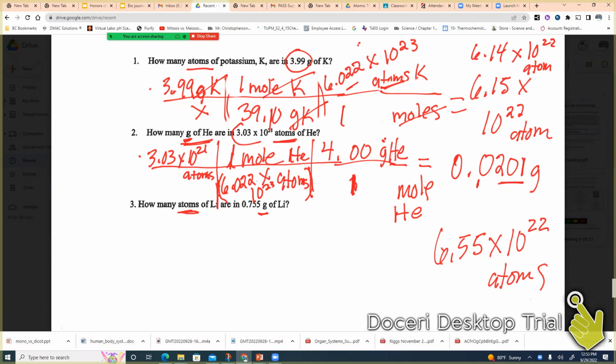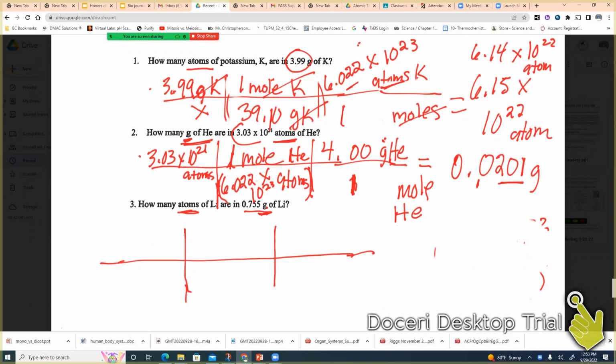So I'm going to get started. Like I said, I can tell I need both conversion factors. So I'm going to give myself 3 boxes, and then I'm going to start with what I'm given, which is my 0.755 grams of lithium. And then atoms is the unit I want left. So I'm going to come over here and put it at the top closest to my equals, because it should be the only one that doesn't cancel out.